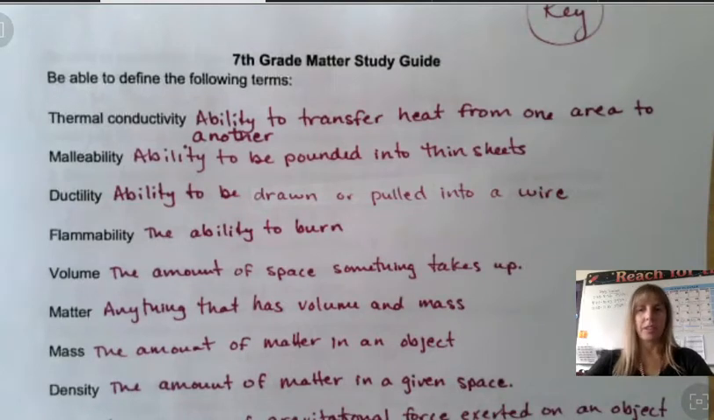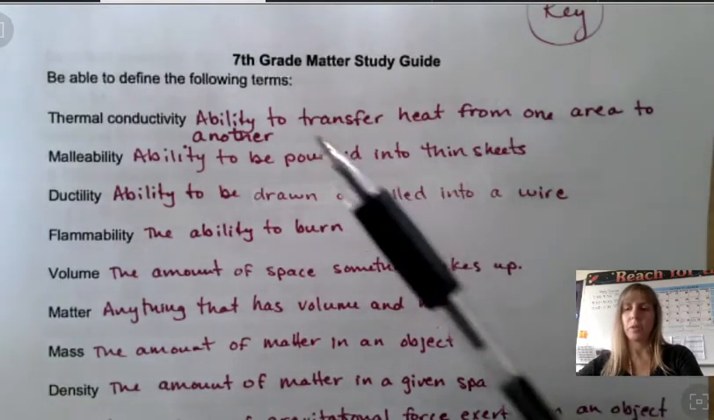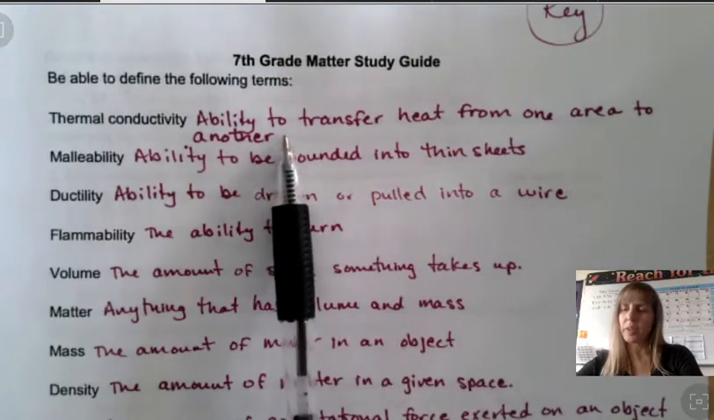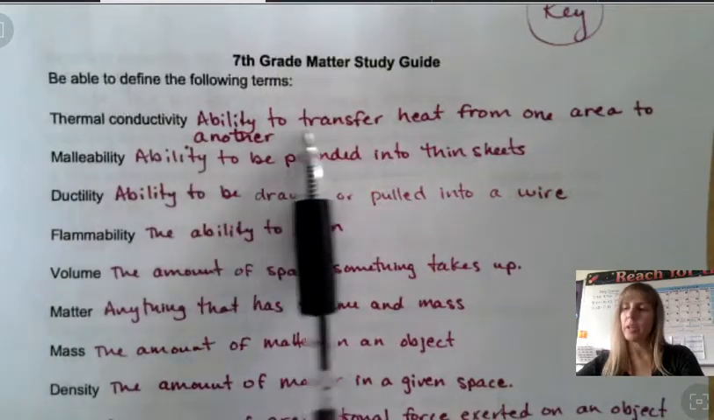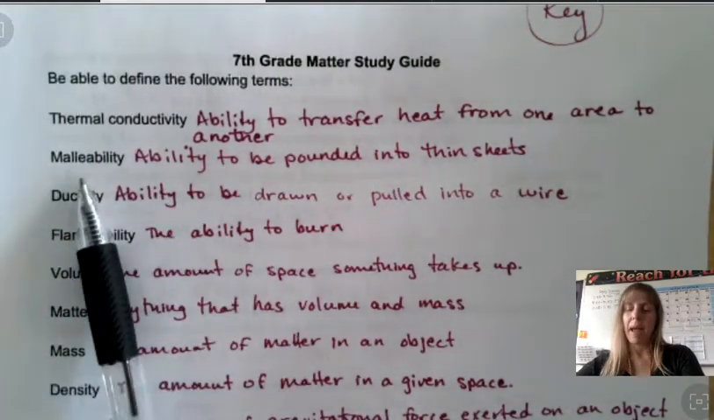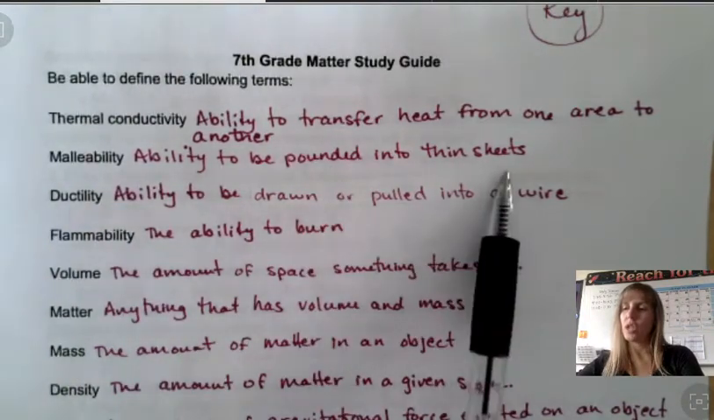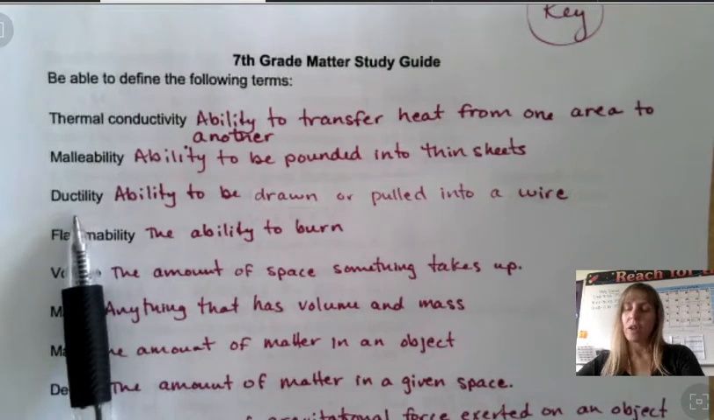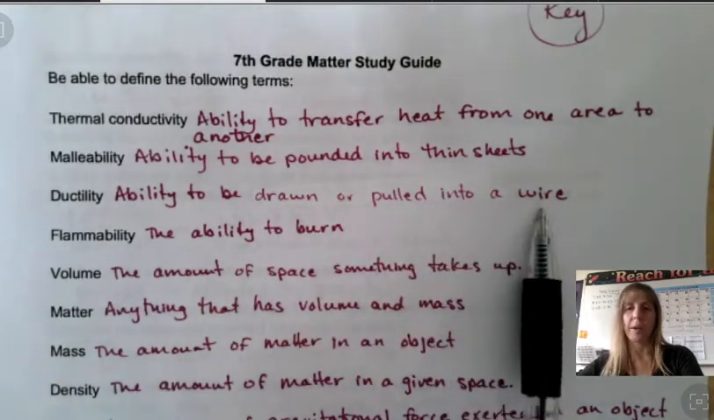7th grade matter study guide. We're going to start with the terms that you need to be able to define. The first one is thermal conductivity, which is the ability to transfer heat from one area to another. Malleability is the ability to be pounded into thin sheets. Ductility is the ability to be drawn or pulled into a wire.